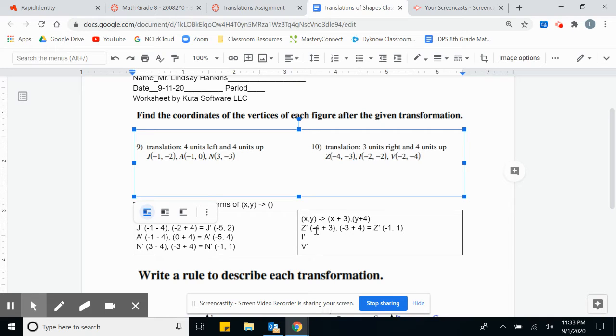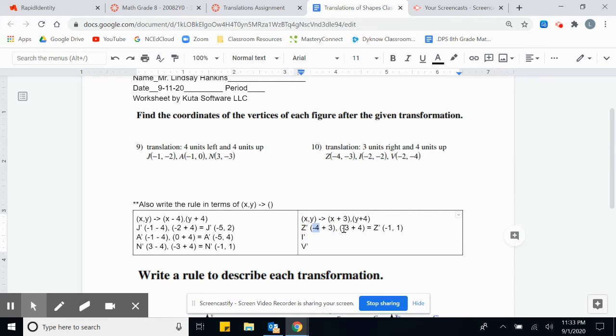So, as you see right here, we went ahead and took negative 4 for the x and negative 3 for the y and added those rules. So negative 4 plus 3 will give us negative 1, and that is our prime notation x. For y, negative 3 right here plus 4 units up, okay, will give us 1. Now, the new prime notation value for Z is negative 1, 1. And you can see that on a graph. But like I said earlier, we're not really going to focus on graphs.